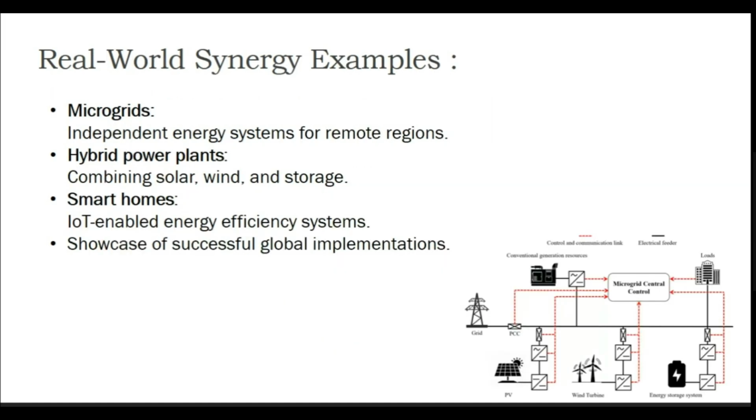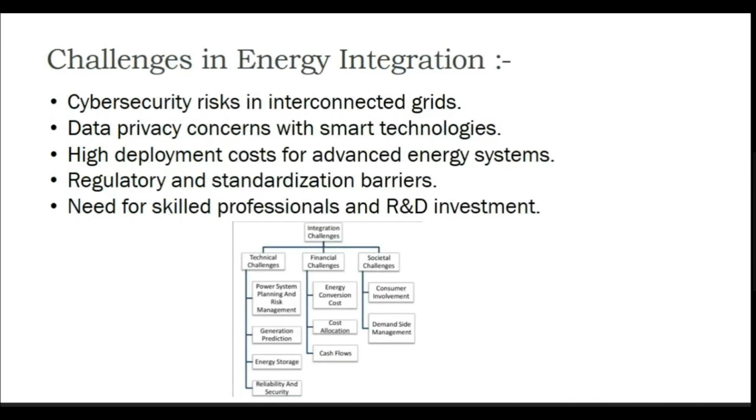The real world applications would be microgrids, hybrid power plants, and smart homes with IoT. All these showcase the successful implementations of the synergy between renewables, power electronics, and smart grids. The challenges are still the sensors, which have to respond properly, and the security of the data, because cyber security issues are there with interconnected grids. It is intelligent and controlling by itself, and hence cyber security becomes a major issue, or a major area of research nowadays.